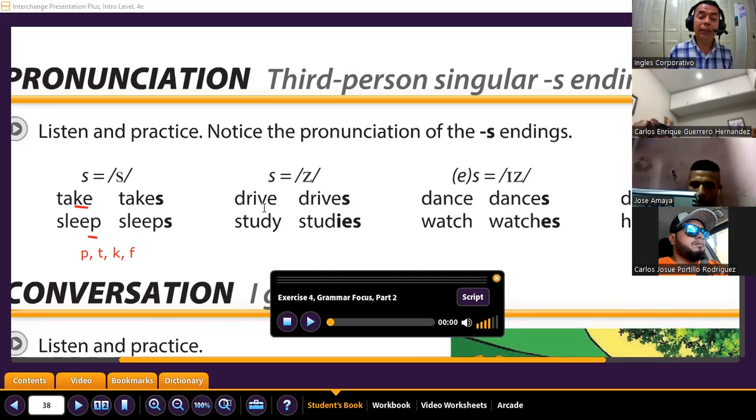Si el verbo termina en una letra con sonido voceado, quiere decir que se usa la voz, the voice, ok. So, say, drive, drives, study, studies, ok. Good.